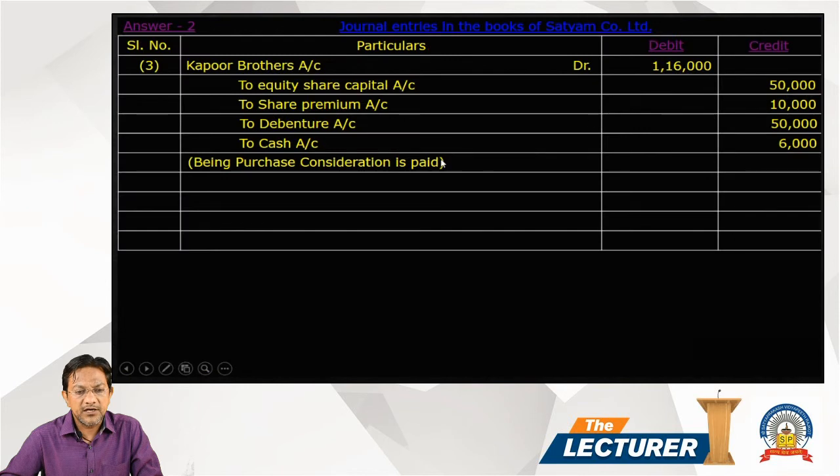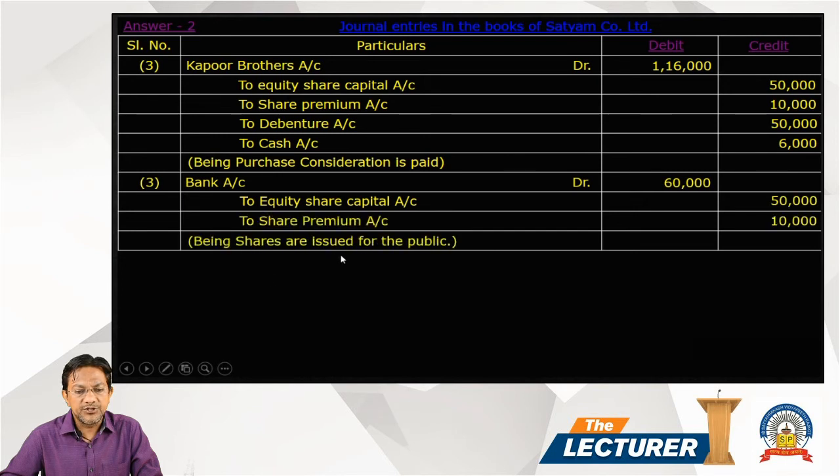So if we issue the remaining shares in the market, the entry will be bank account debit 60,000 to equity share capital to share premium, being shares are issued to the public at 20% premium.